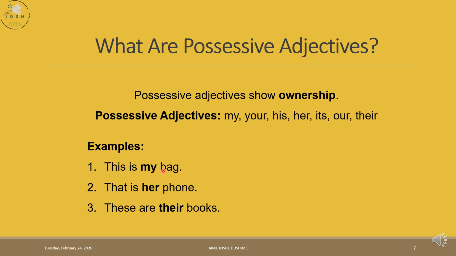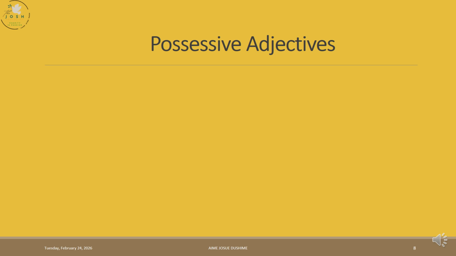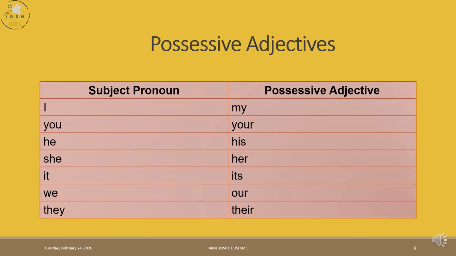This is my bag. That is her phone. These are their books. Possessive adjectives. When I say possessive adjectives, as I said, let's compare them with the subject pronoun and then possessive adjective. I, my; you, your; he, his; she, her; it, its; we, our; they, their.